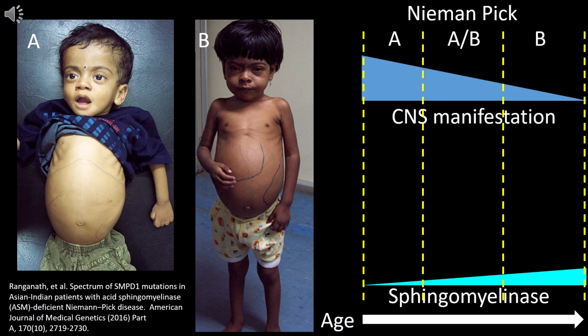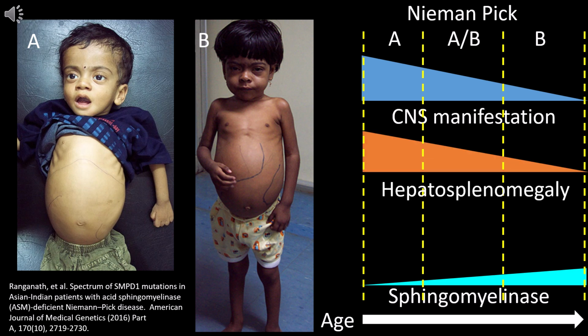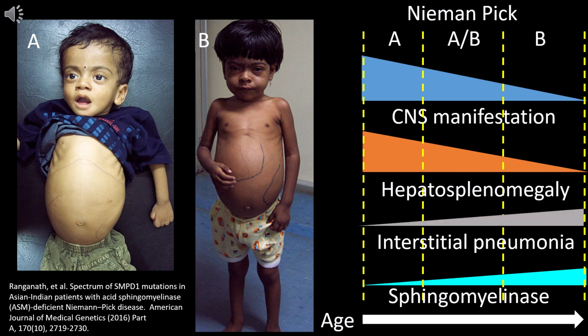CNS manifestations are prominent in type A. They are minimal to none in type B. CNS manifestations of the type AB variant are between types A and B. They consist of developmental delay and hypotonia. Hepatosplenomegaly has the same profile as CNS manifestations. Interstitial pneumonia is more frequent in B than in A.